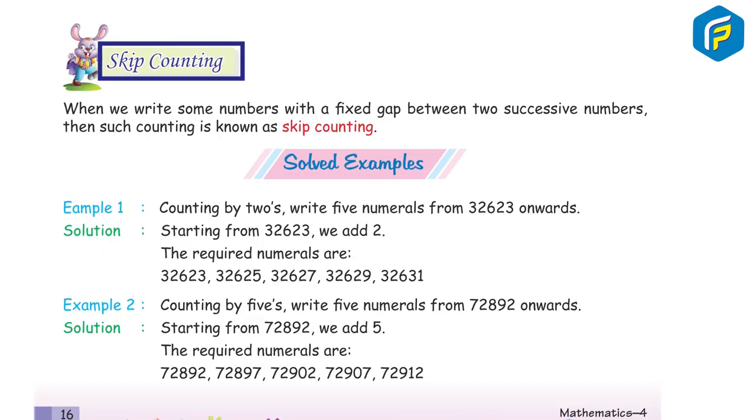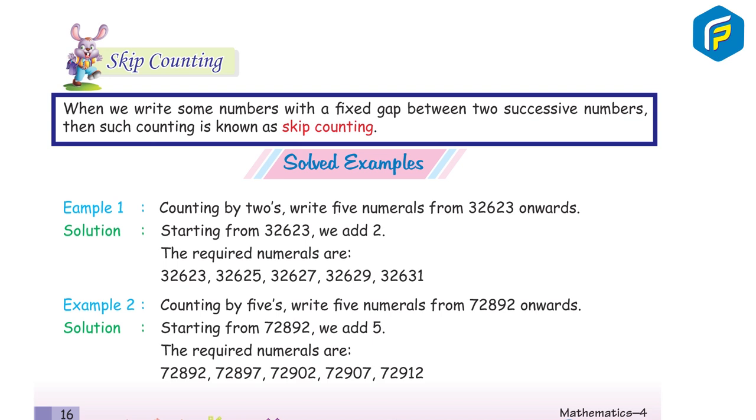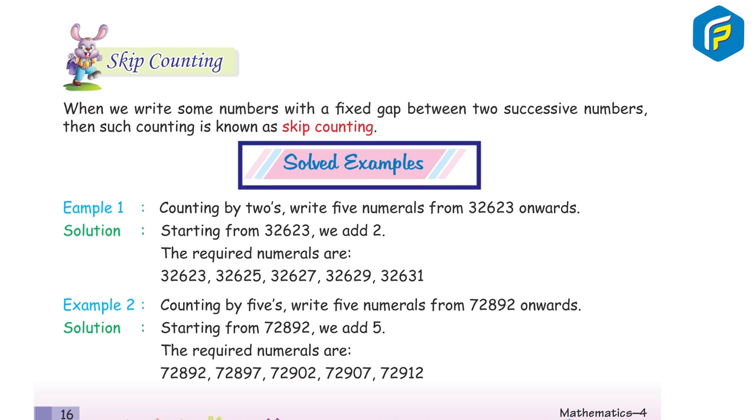F. 4,20,508. Skip counting. When we write some numbers with a fixed gap between two successive numbers, then such counting is known as skip counting. Solved examples.